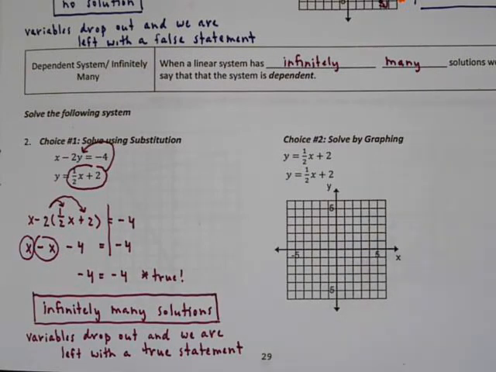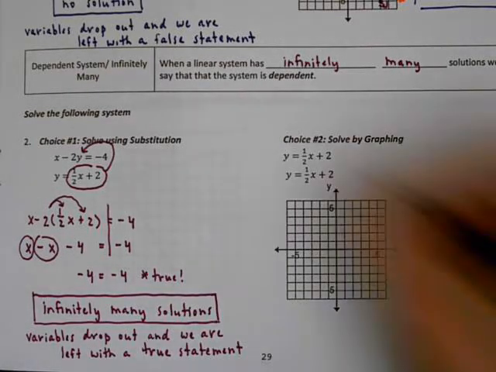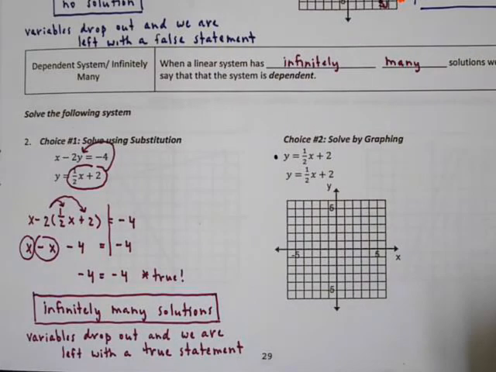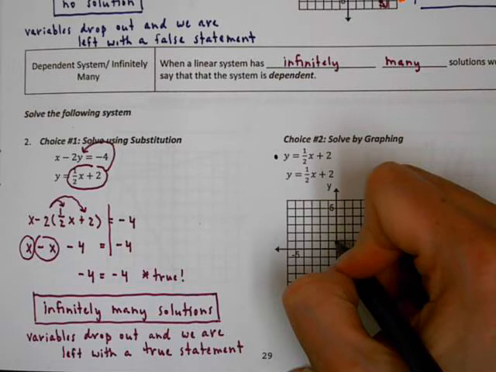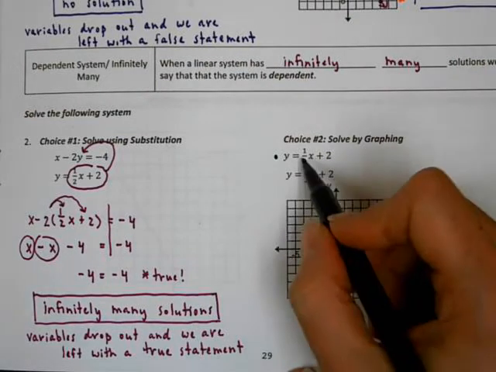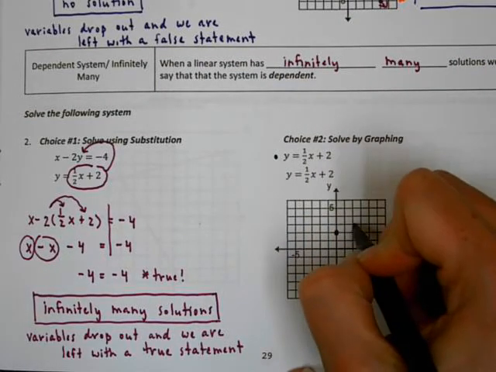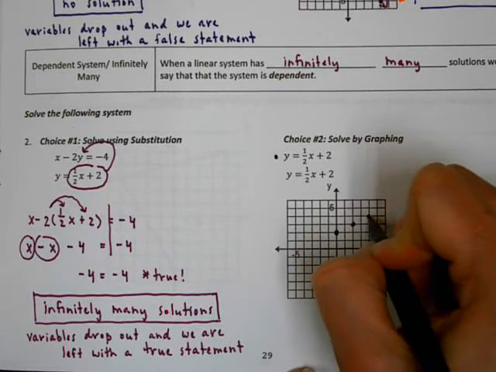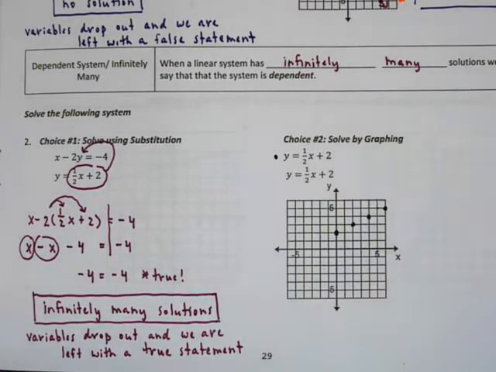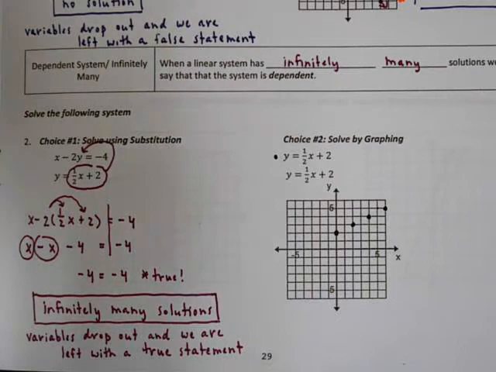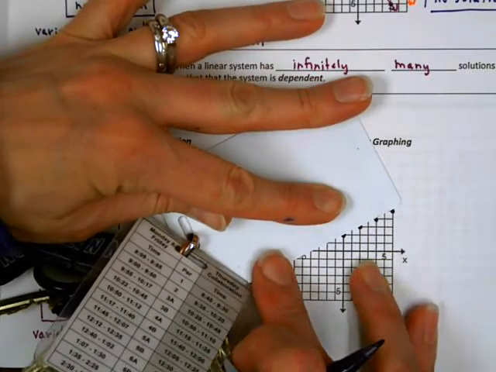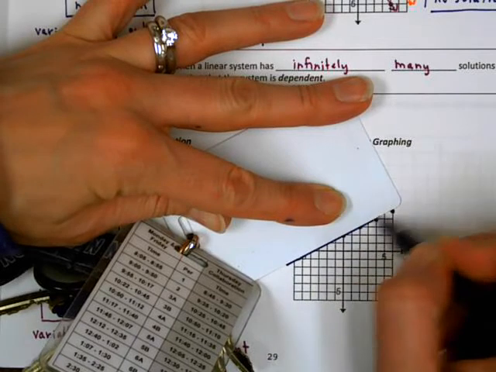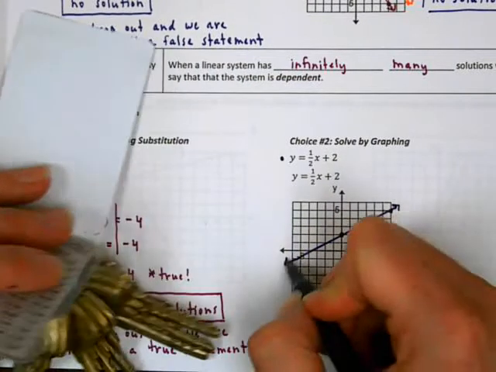All right, in the next example, we're going to solve by graphing. So let's go ahead and I'm going to graph my first line here. My line is 1/2 x plus 2. So let's see, I go up 2. My slope is up 1 over 2. So I've got a bunch of points there. We'll go ahead and graph that line. So here's my first line.